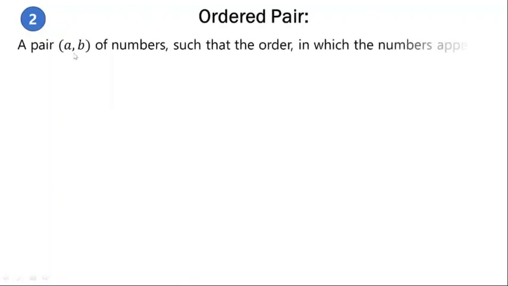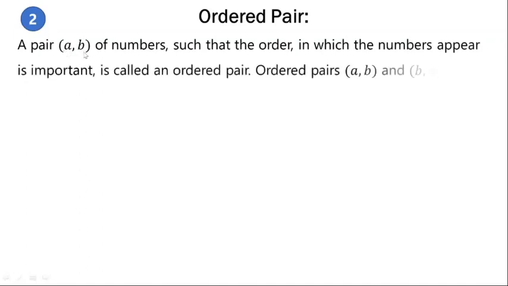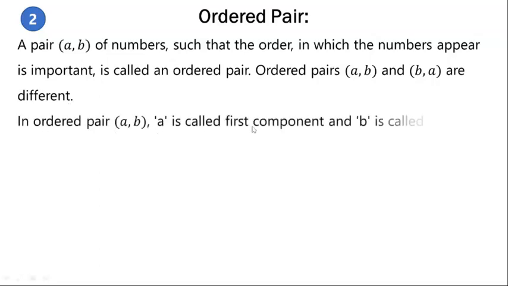So next we have ordered pair. A pair (a, b), we have a coordinate system also in case of 8th, 9th, 10th standards and all. So a pair (a, b) of numbers such that the order in which the numbers appear is important is called an ordered pair. Ordered pairs (a, b) and (b, a) are different, keep in mind, they are not equal. In ordered pair (a, b), a is our first component and b is our second component.